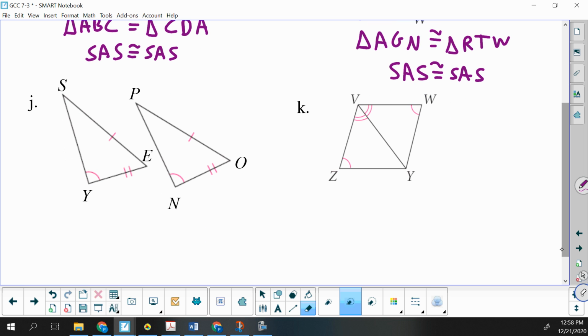In J, we've got 3 things. We've got 2 sides and an angle that is not between. So that would be side, side angle, which is one of our ones that does not work. So no, those ones are not congruent.